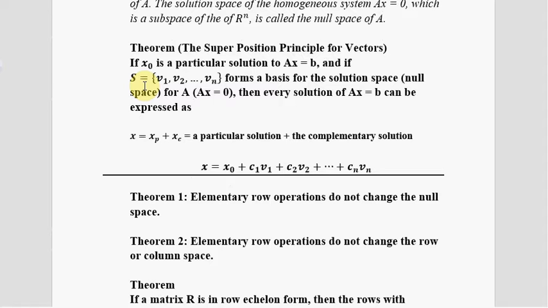So for every different b matrix you have out there, that's going to change the particular solution. But the general solution for Ax equal to b is said to be the linear combination of the particular solution plus its complementary solution. What's the complementary solution? The complementary solution is the solution for the null space. It's the solution for when you set Ax equal to 0, and you can write those solutions as a linear combination of the basis for S. That's important. That's good stuff.